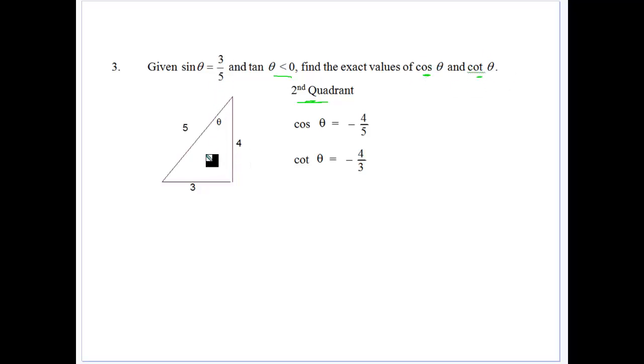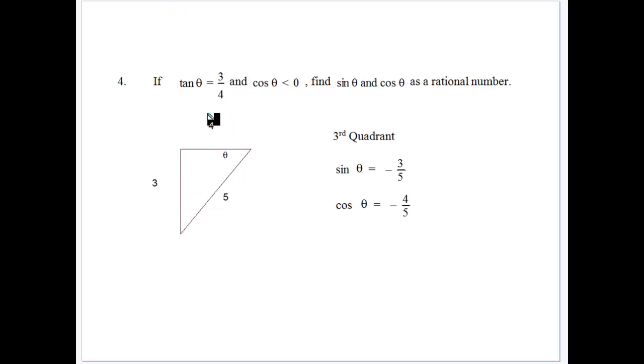So 3 on 5 for theta, if that's theta, opposite would be 3, hypotenuse 5, leaves us with 4 as our adjacent side. So cos of theta is minus 4 on 5. Cotangent theta would be the adjacent on the opposite, because it's the reciprocal of tangent, which is the opposite on the adjacent. So that gives us minus 4 on 3.